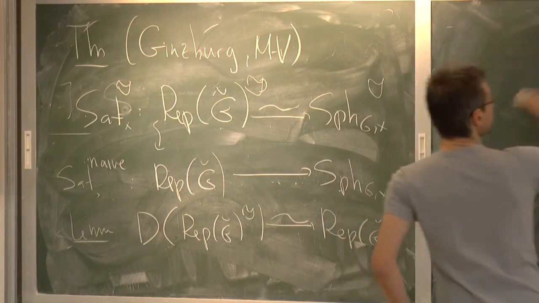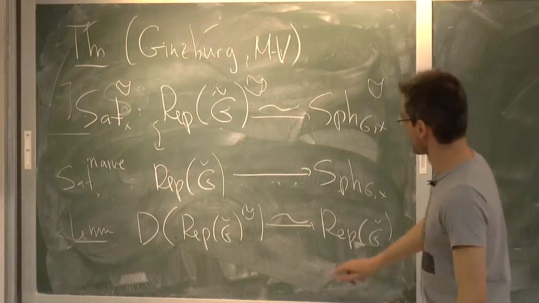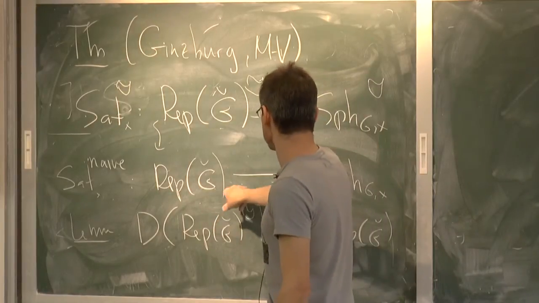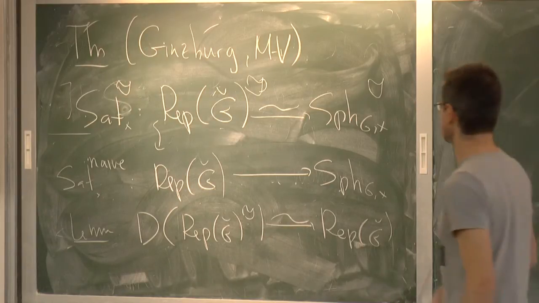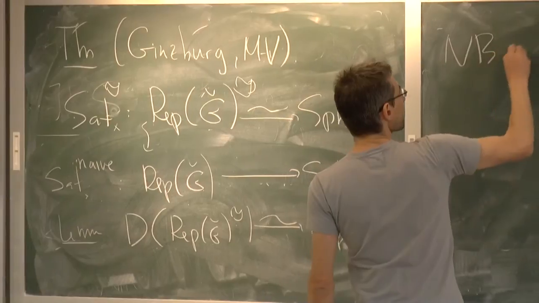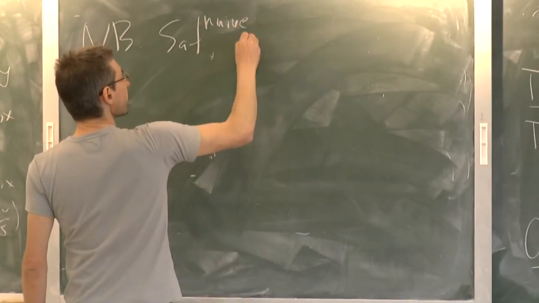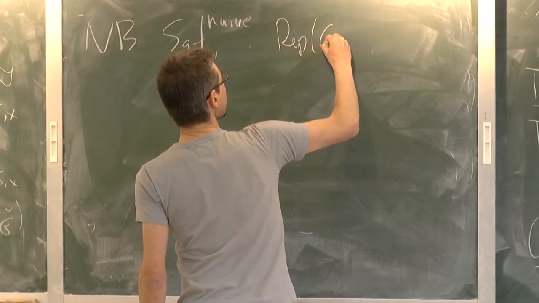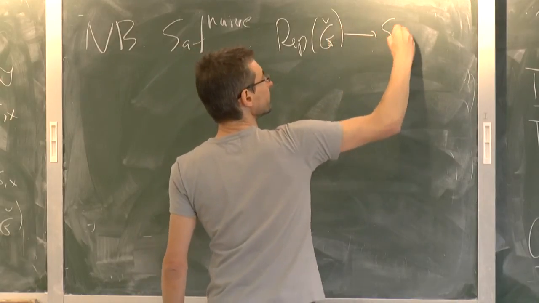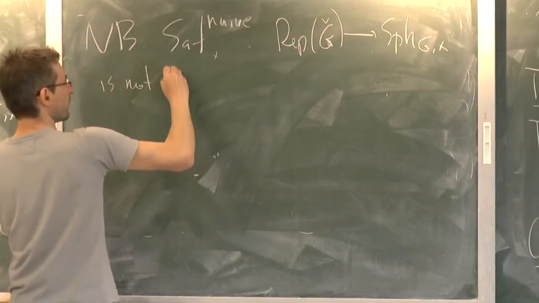So, just to motivate the discussion during the tutorial, this functor, the Satake naive, it's called naive because it's really not an equivalence of categories. It fails to be fully faithful. From Rep G check to Sph is not fully faithful.